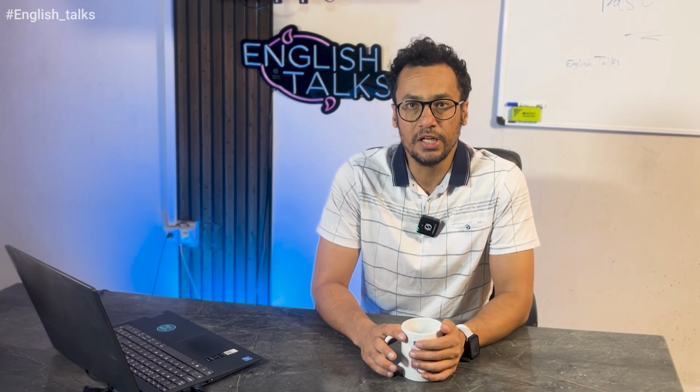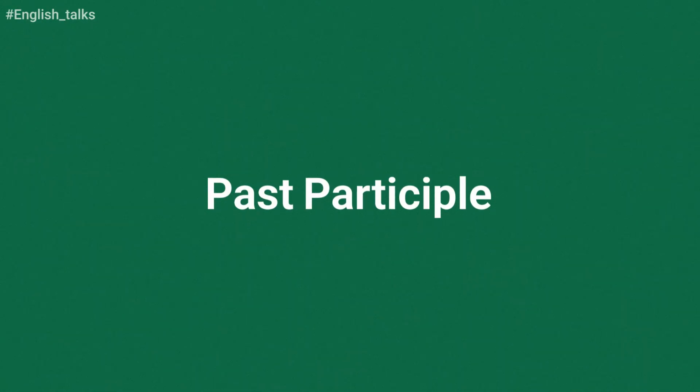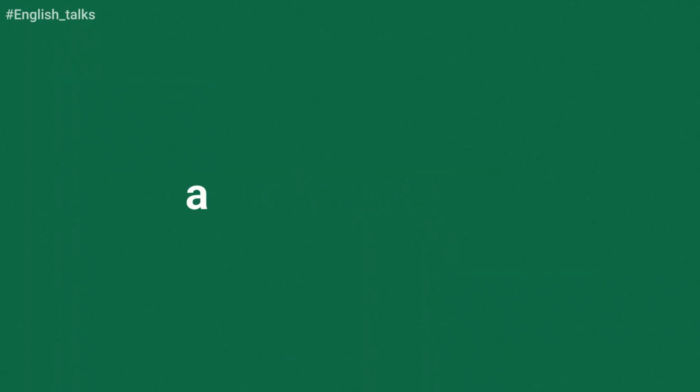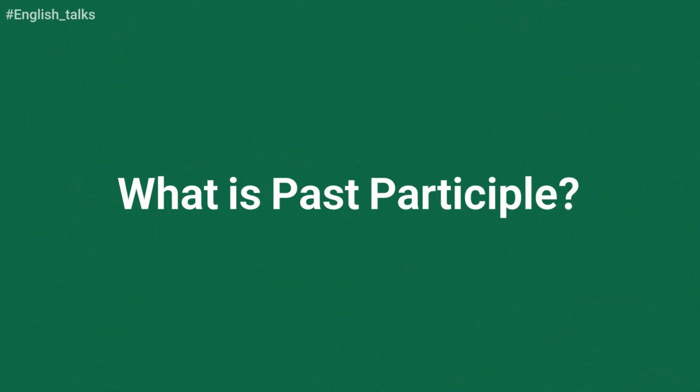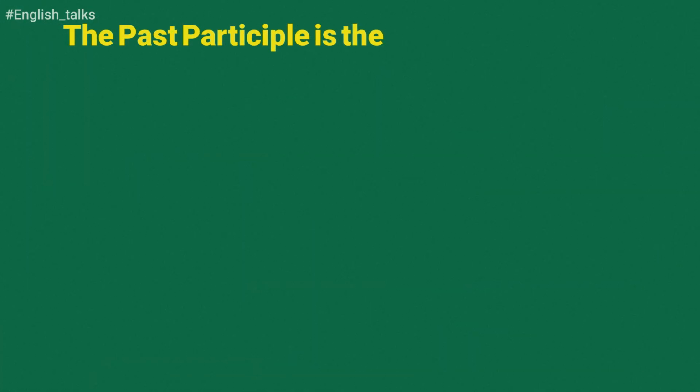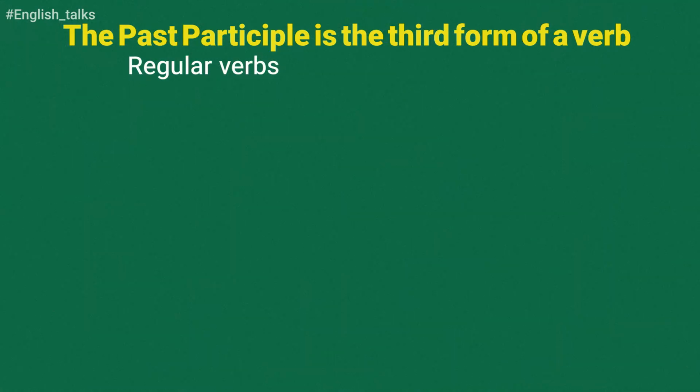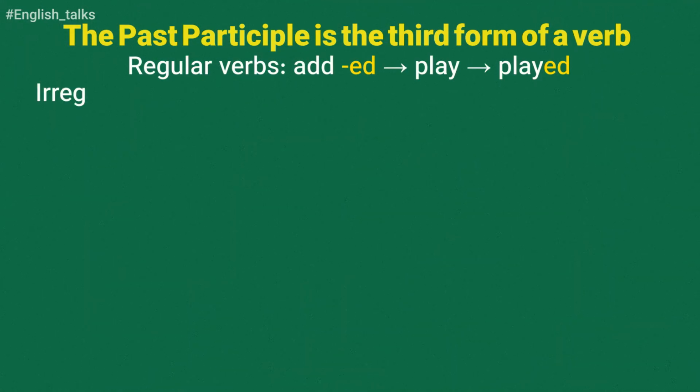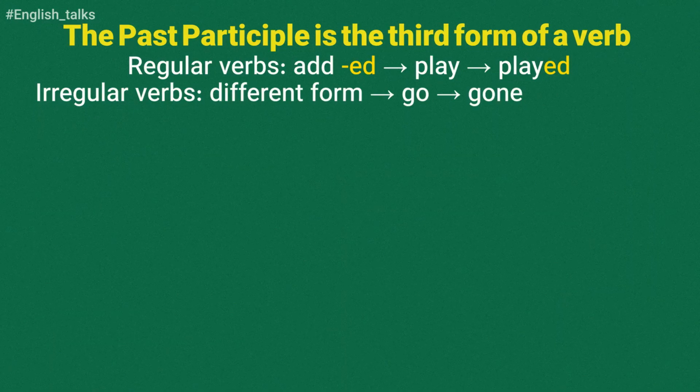This is English Talks and today we will quickly learn about past participle, what it is and how to use it. The past participle is the third form of the verb, and to make it in regular verbs we add ed, like play becomes played, and in irregular verbs it has a different form, like go, and the third form is gone, or eat becomes eaten in third form.